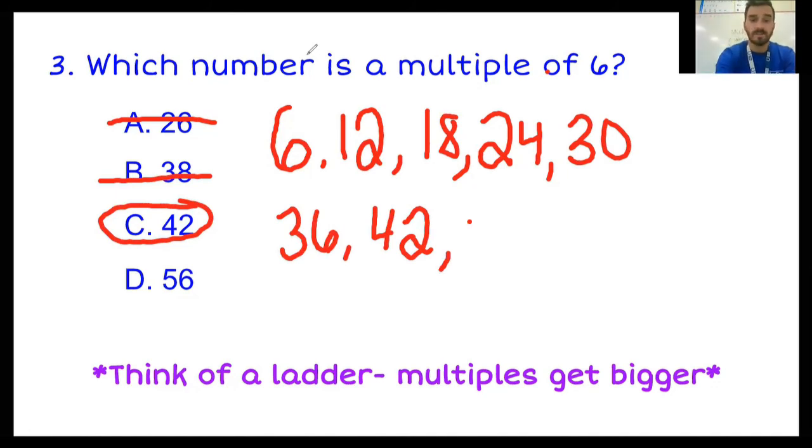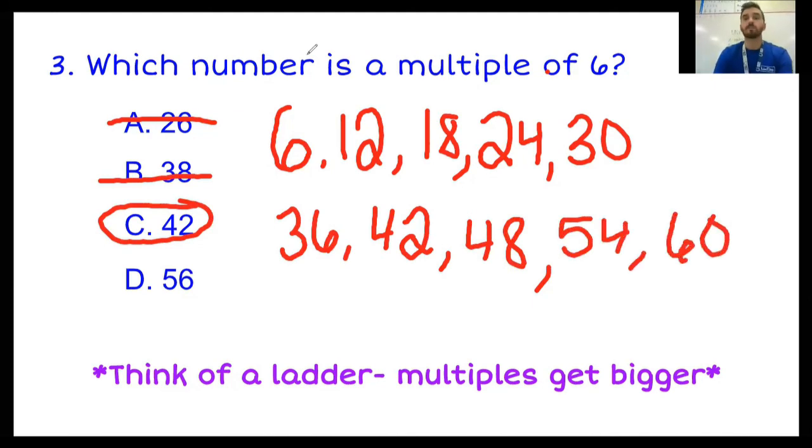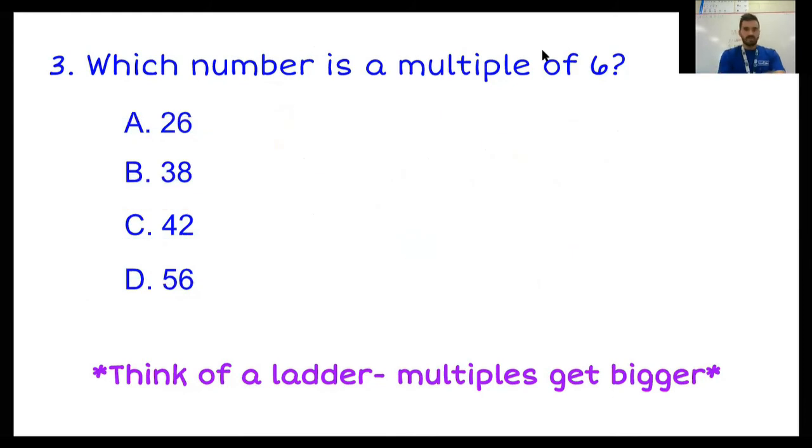If I kept going, 6 times 8 is 48, 6 times 9 is 54, 6 times 10 is 60. That could just prove to myself that 56 would not be a multiple, and I'd be able to eliminate that one as well. So list them out. Calculator makes that one a lot easier. Knowing your facts makes that the easiest.